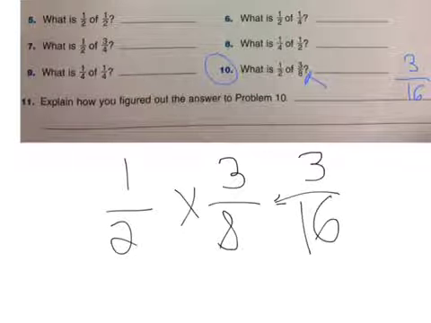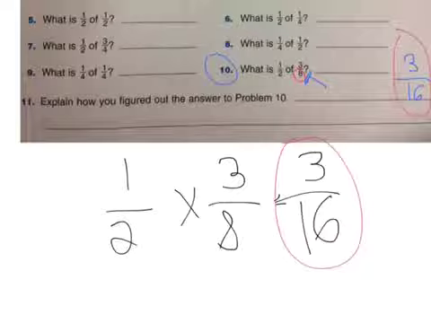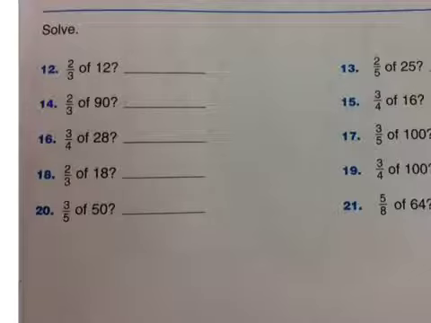And there's our answer. 3/16. All we had to do was just double this because we're asking for half of it. For questions 12 to 21, we will continue to do the same. Remember, you can just replace the "of" with the multiplication sign and turn the whole number into a fraction. That's the simplest way to do it.